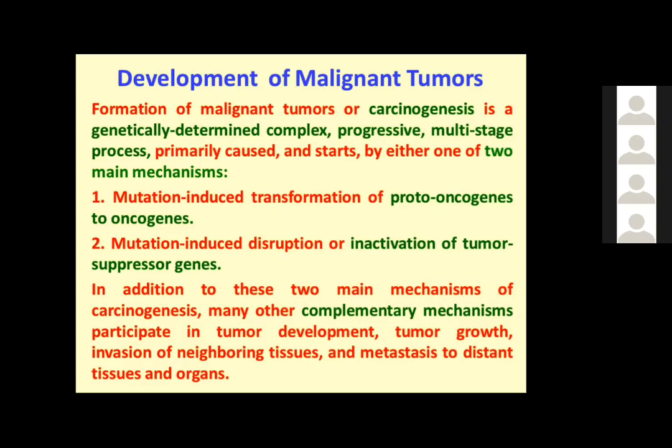multi-stage process في explanations, لكن these are details, لكن the important characteristic of malignancy is it is a complex, progressive multi-stage process, and as we said, primarily caused and starts by either one of two main mechanisms. A mutation-induced transformation of proto-oncogenes to oncogenes.